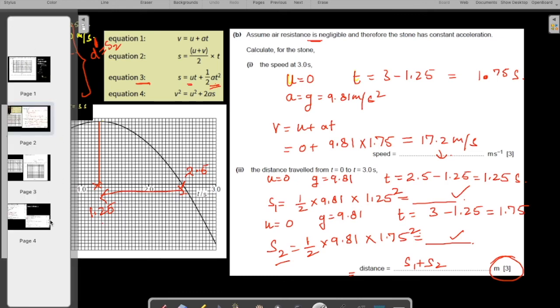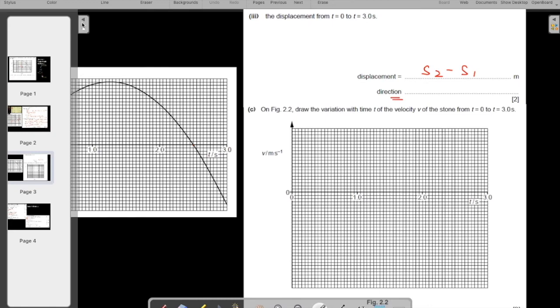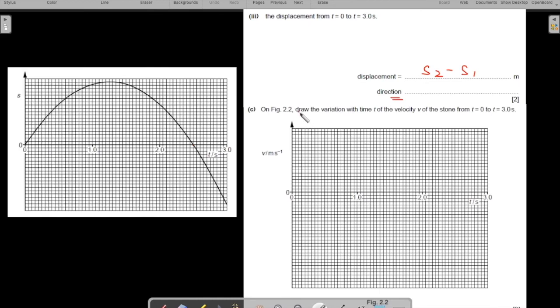So let us tally with the answers. You subtract both the numbers and the displacement is downwards. Make sense? Let us come to the last part. Draw the variation with the time t of the velocity v of the graph starting from time t equal to 0 to time t equal to 3 seconds. So you have to convert this displacement time graph into a velocity time graph.